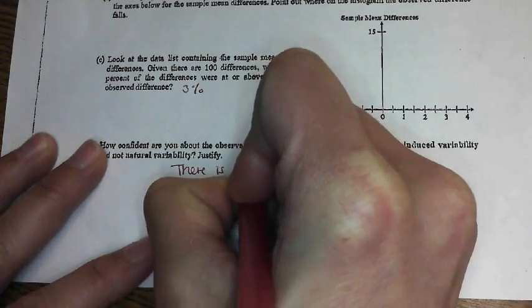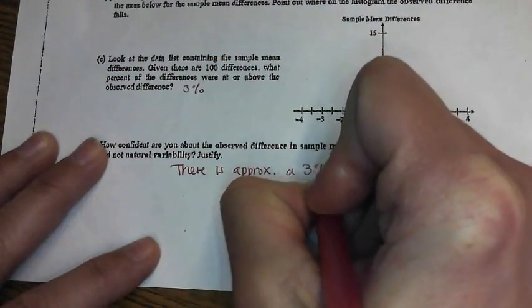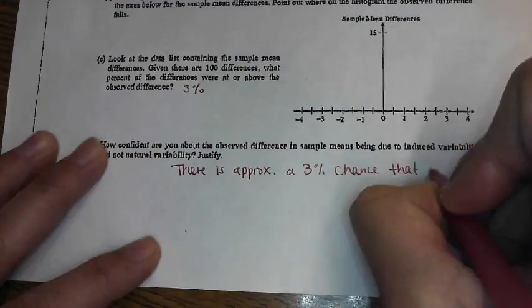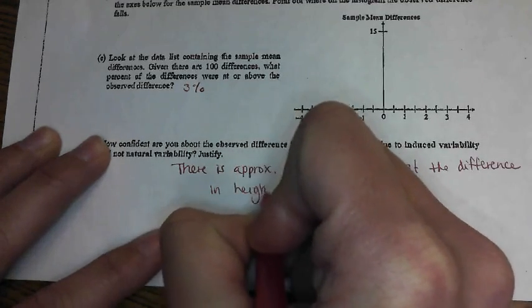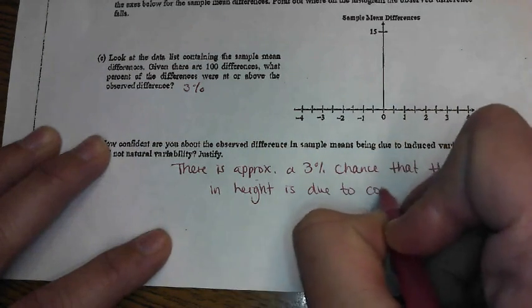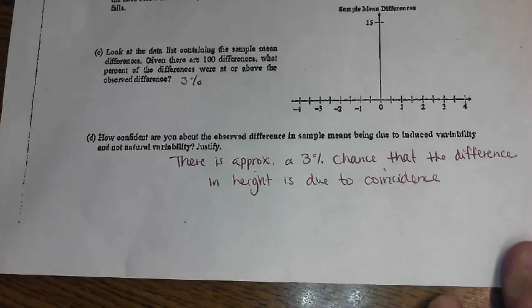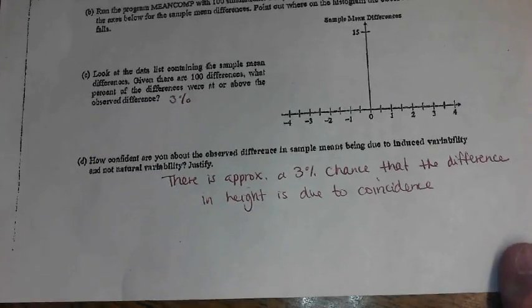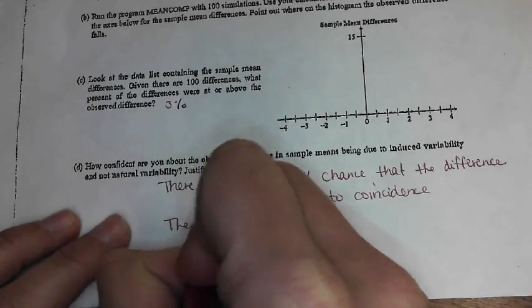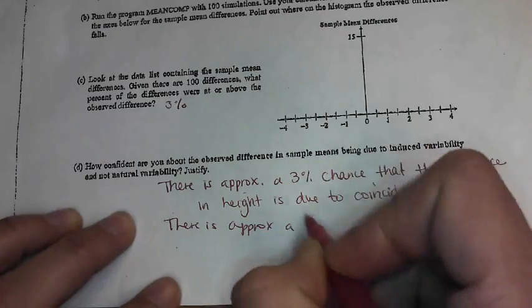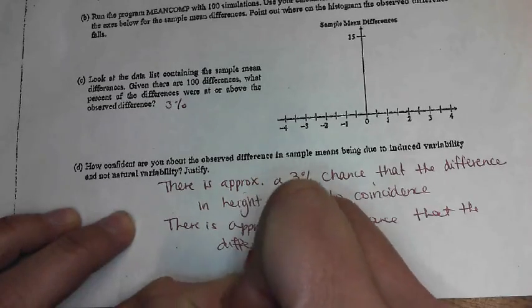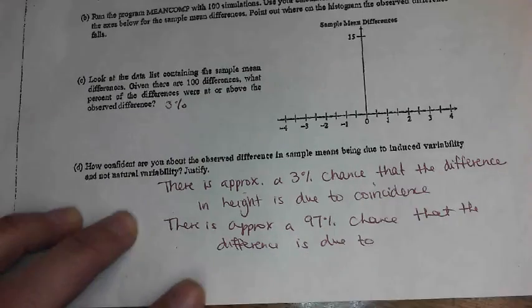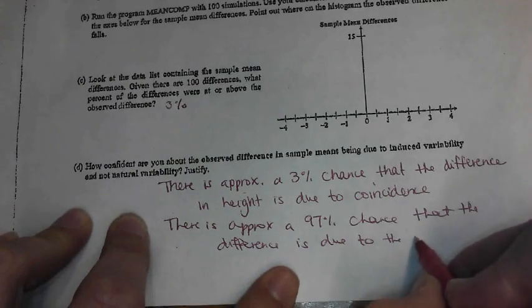So I'm going to write a couple things. There is approximately a 3% chance that the difference in height is due to coincidence, AKA, that would be your natural variability, which means there is approximately a 97% chance that the difference is due to the nutrient treatment.